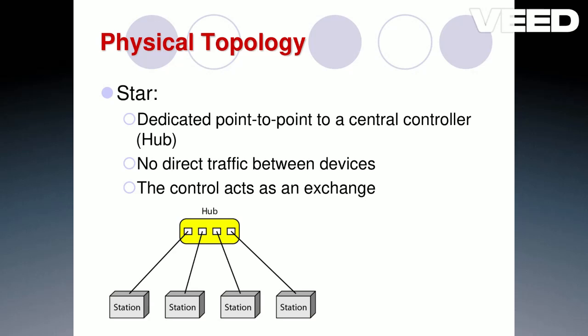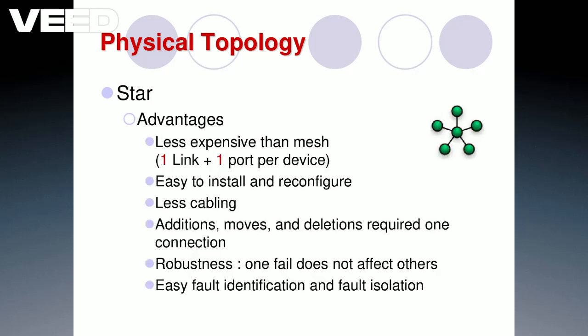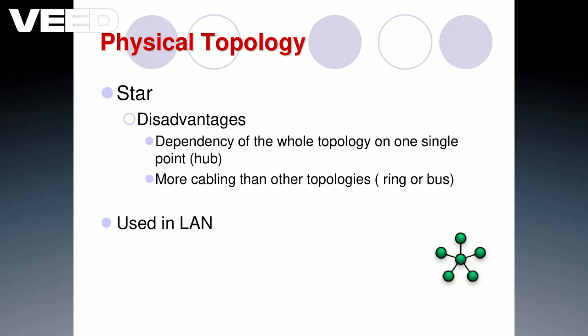Star topology means a dedicated point to point link is established between the central controller and the remaining other devices. Compared to mesh topology, here a smaller number of cables are required, and fault identification is also easy. Advantages: compared to mesh topology, it is less expensive, and has easy fault identification. Disadvantages: if the single point, that means the central controller, fails, the entire communication is disrupted. This star topology is mainly used in LANs.